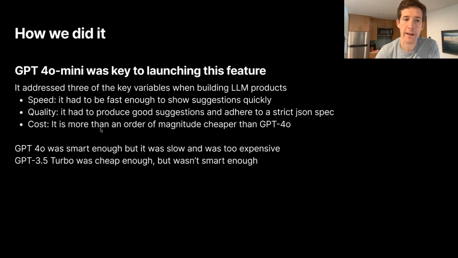Comparing and contrasting with GPT-4o and GPT 3.5 Turbo, 4o is smart enough, it's actually smarter than 4o Mini, but it was slow and it was too expensive. We could not have generated suggestions on every single document by default. It would have cost too much. And so 4o Mini enabled us to do this in a way that just wasn't possible before. And 3.5 Turbo was cheap enough, but it wasn't smart enough. And so 4o Mini was the sweet spot for us.